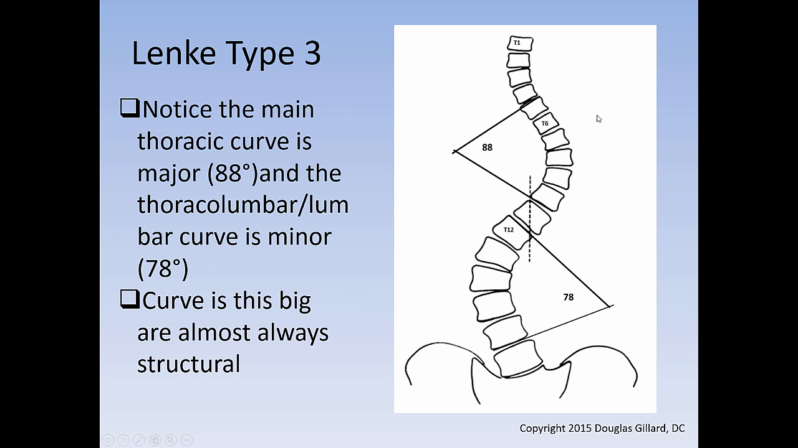Okay, so here's the question. Let's say this patient came in. They had two structural scoliosis, an 88 degree main thoracic and a 78 degree thoracolumbar lumbar. What's the classification? Well, this is major, so it's a type 3 by definition. It's a Lenke type 3 curve. Okay, got it?